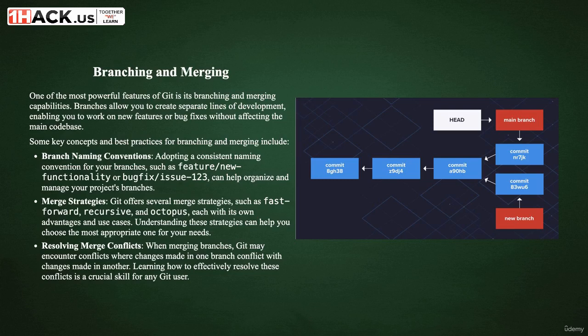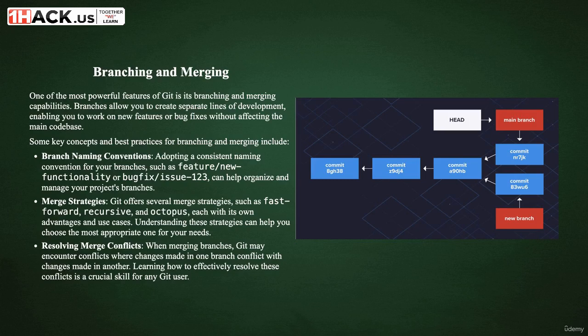Next, it's important to understand the different merge strategies that Git offers. Git supports several merge strategies, including fast-forward, recursive, and octopus. Each of these strategies has its own advantages and use cases, and understanding when to use them can help you choose the most appropriate one for your needs.